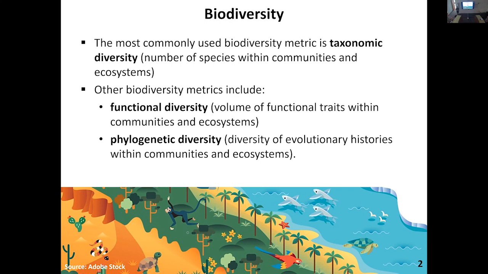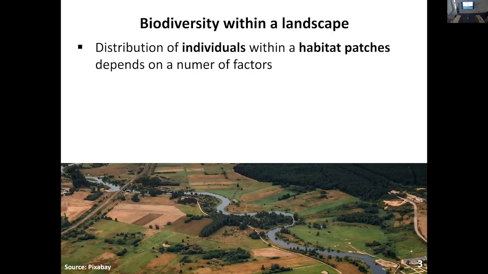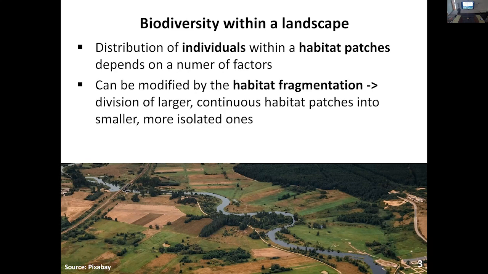Biodiversity within a certain area depends on a number of factors. One of them is the physical properties of the landscape itself. And those properties quite often are shaped by habitat fragmentation, which as we know is a division of larger habitat patches into smaller, more isolated ones. But the physical properties of the landscape are by far not the only factors that can influence biodiversity.